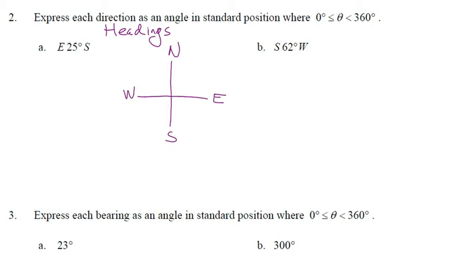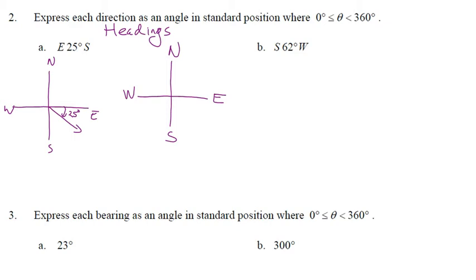For a heading, the first letter says that's the direction that you're starting in. So it's as if we're facing east, and then we want to rotate 25 degrees towards the south. So you're going to start facing east and go 25 degrees towards the south. So this is east, 25 south. Okay? So that's one way in navigation of expressing a direction.